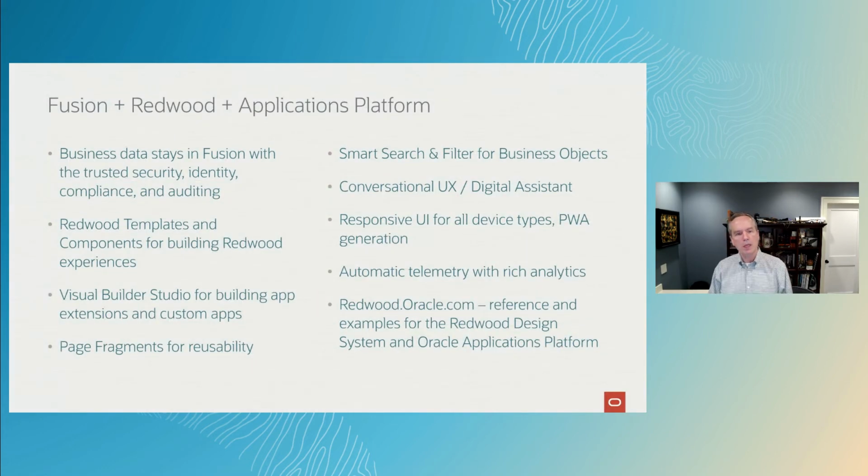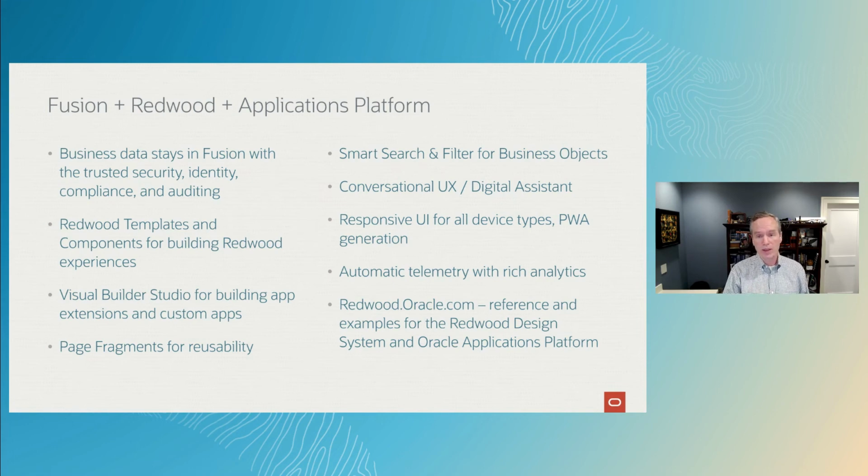So what does this mean specifically for a Fusion customer, for example? With Fusion, the Redwood design system, and the platform I've talked about today, that means all your business data for your applications stays in Fusion, protected just like you want it to be. You get access to all of the Redwood templates and components that we use to build apps at Oracle. You can now use them. You get Visual Builder Studio for building application extensions to Oracle apps, as well as your custom apps.